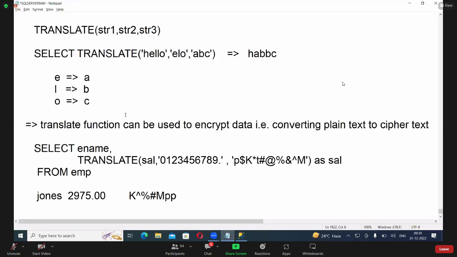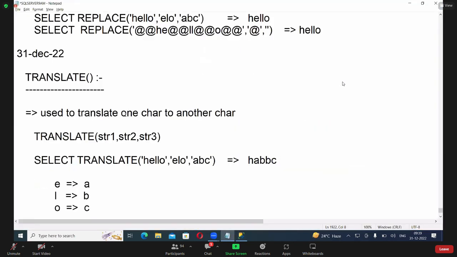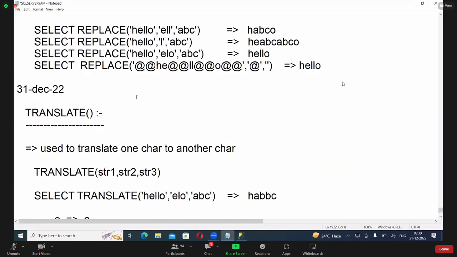Next, this is one use. But actually, sir, here there is a string. The string is filled with unwanted characters. You want to remove these characters. Then what can you do? Replace. Replace these characters with null. Okay? Remove or not?